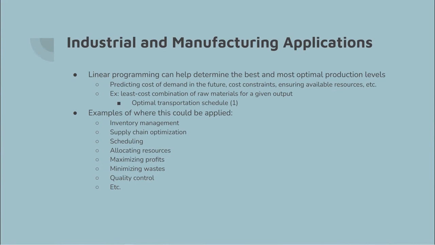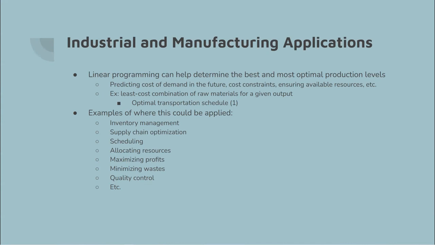Another example would be allocating resources. So linear programming can help allocate resources such as the workforce, power, raw materials, machinery as efficiently as possible. It can also consider constraints such as an employee's working hours or schedule. You can also consider how much material is available, the maximum machine capacities, and many more.